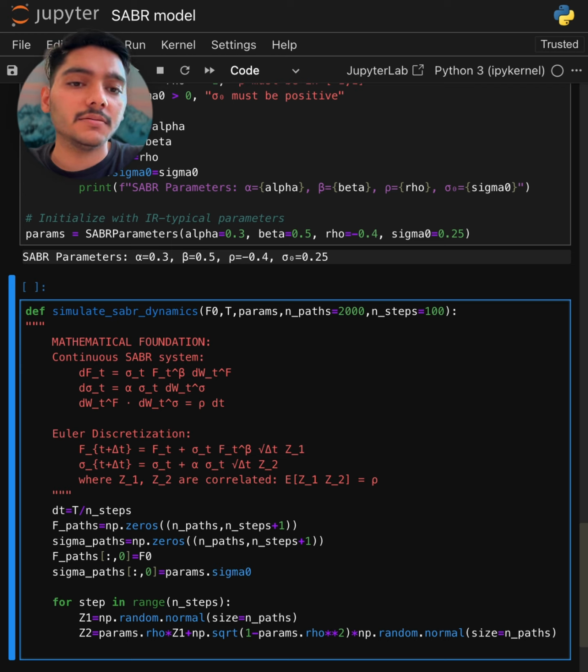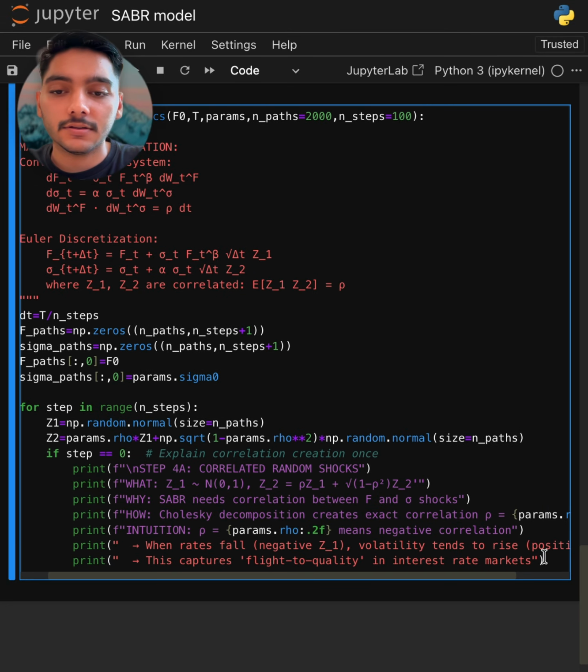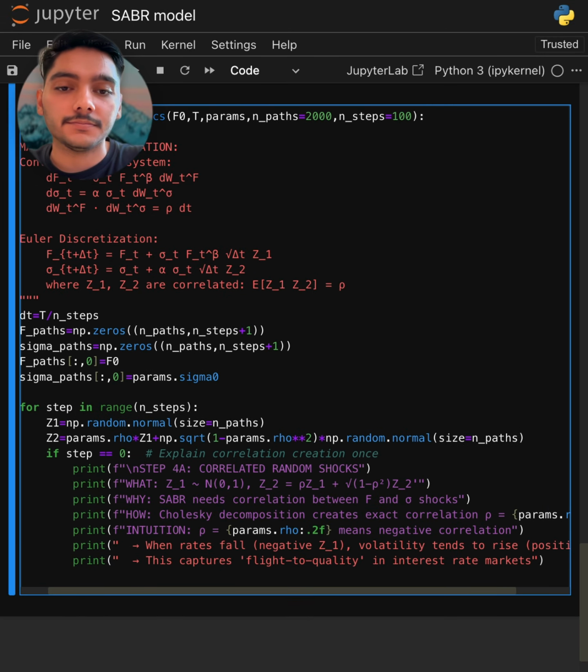So let me explain the correlation creation one. There are several print statements, so let me just copy paste them for time utilization. So the step 4b is the current state value. So get f_t and sigma_t for this time step. The SABR dynamics depend upon the current state value, so let us define it correctly.